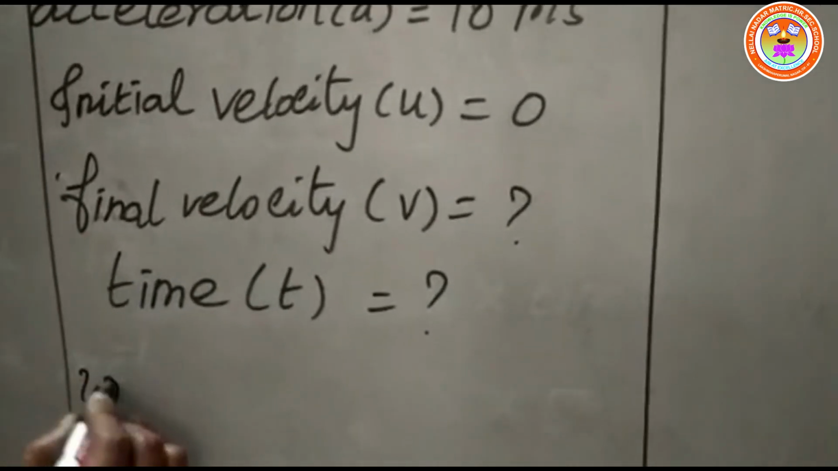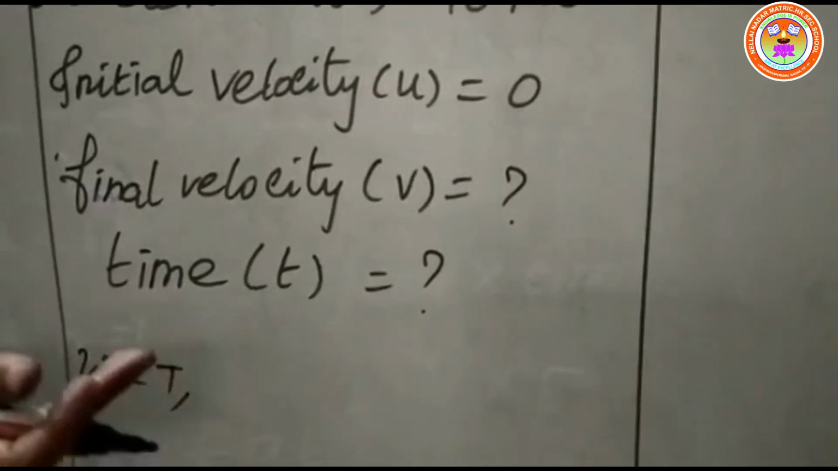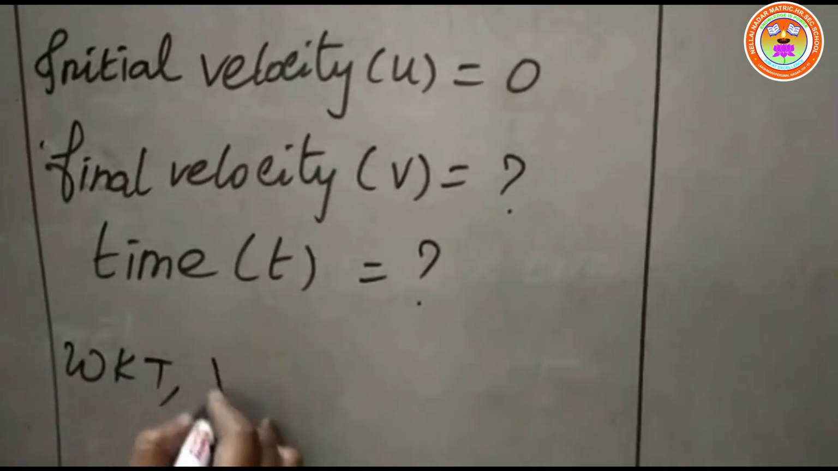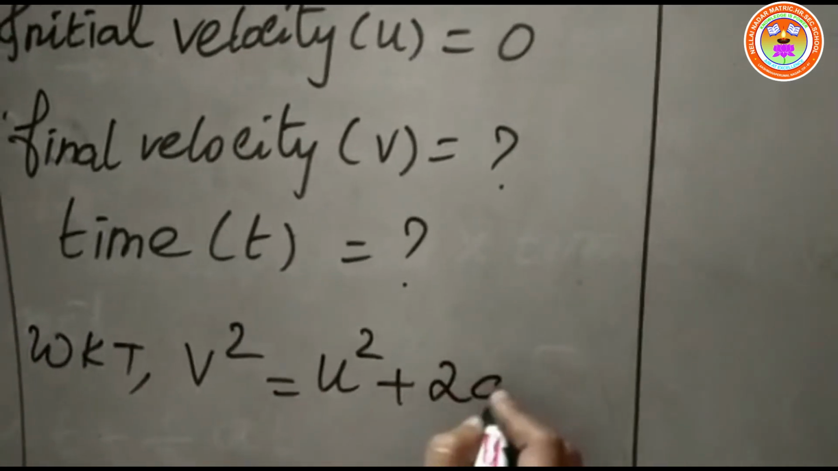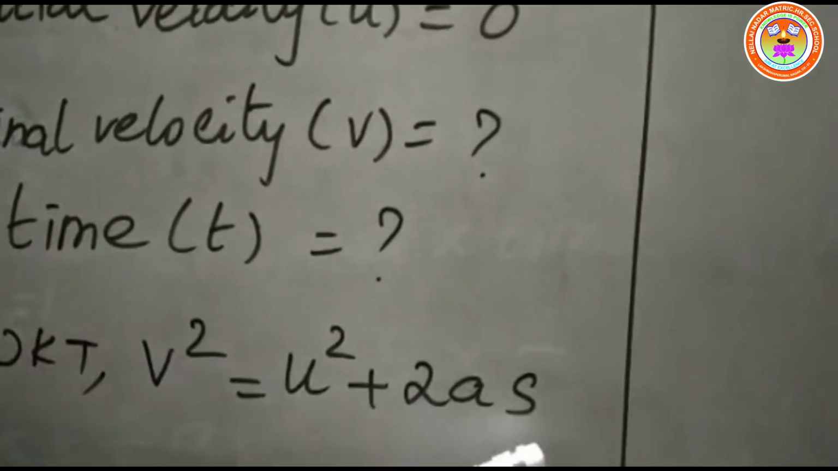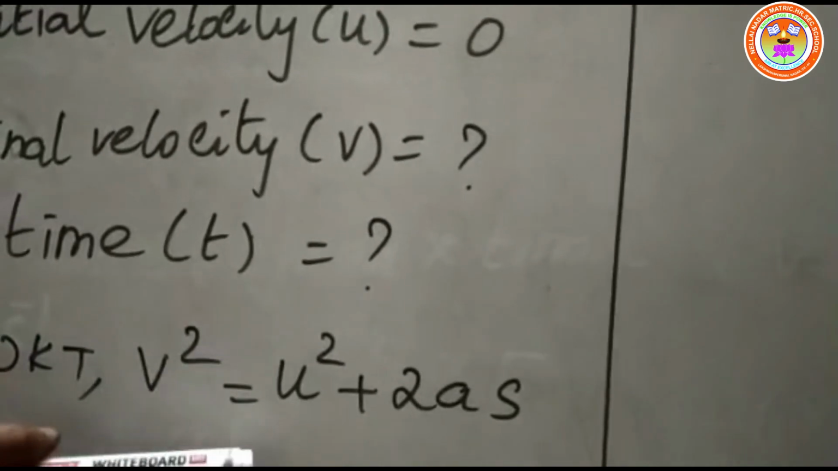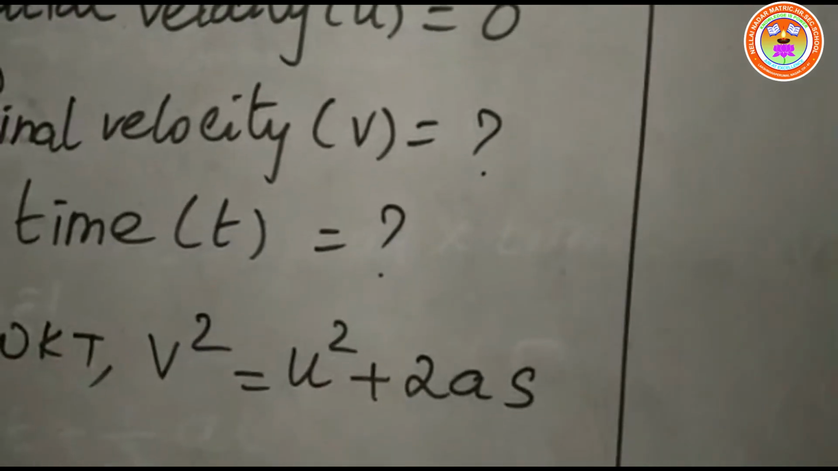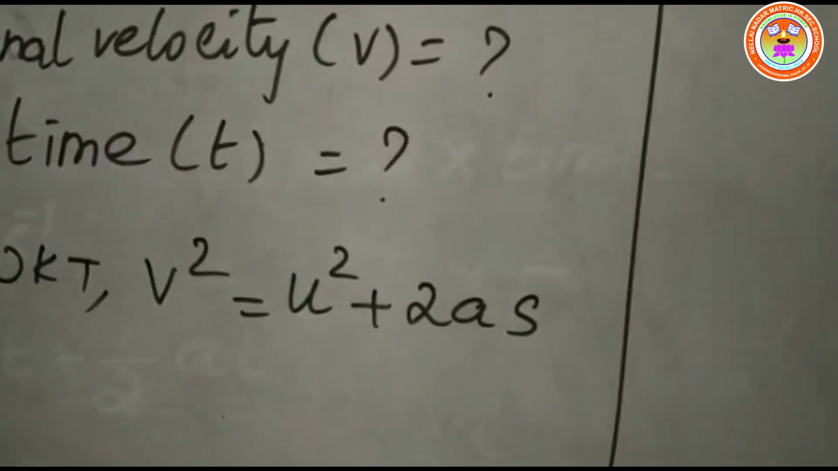Already we know that. What formula do we use? The third equation of motion. What is the formula? V square is equal to U square plus 2AS, isn't it? Because in this problem the acceleration and the distance values are given and the initial velocity is 0 only. So using these three values we can find out the final velocity.